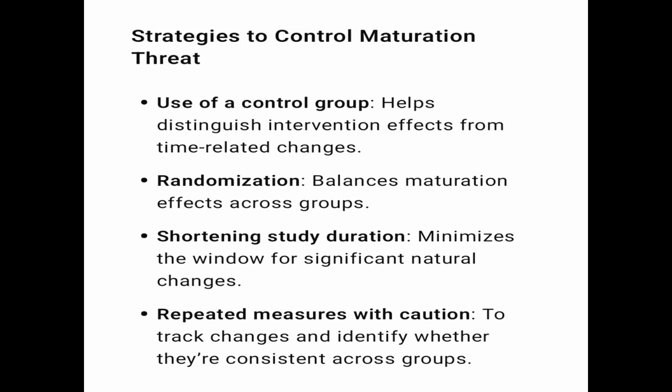Use repeated measures with caution to track changes and identify whether they are consistent across groups. That's why I told you it's better to have a control group. So you can track it very carefully, and you can tell the results of the study by controlling the maturation effect to a minimum level.